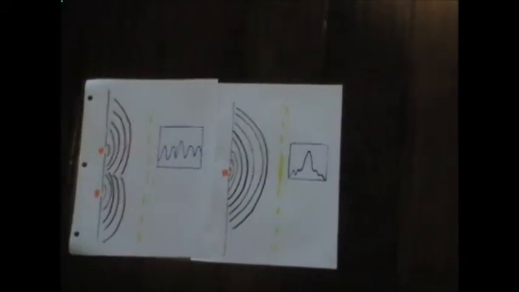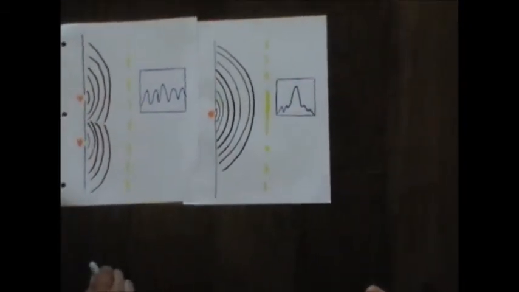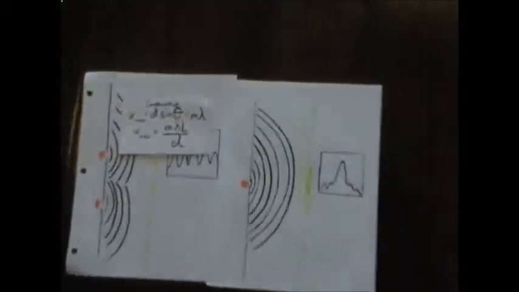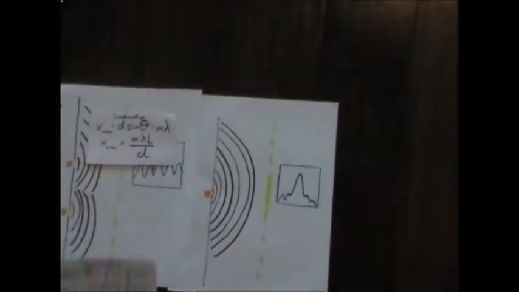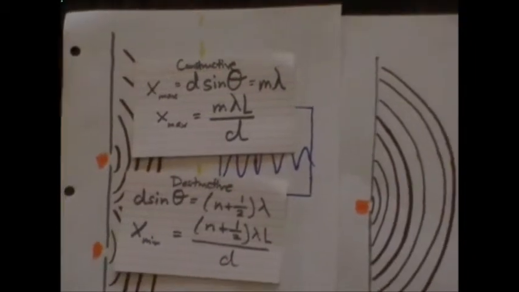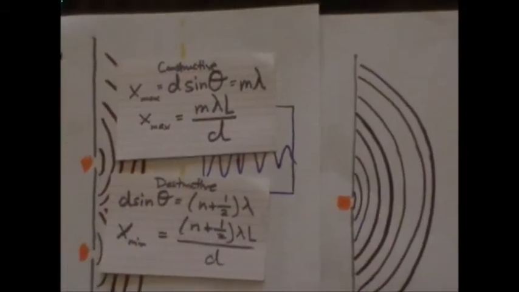And the equations for bright and dark fringes are, ta-da, constructive: x max equals d sine theta equals m lambda. And for these, m can be 0, plus or minus 1, plus or minus 2, any whole integer. And for destructive, you'll realize they are half a wavelength apart to do destructive interference. As we know from the principle of superposition, if you add things half a wavelength apart, they will cancel out and become 0.